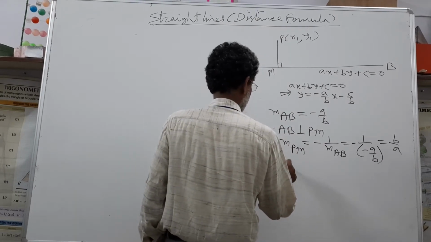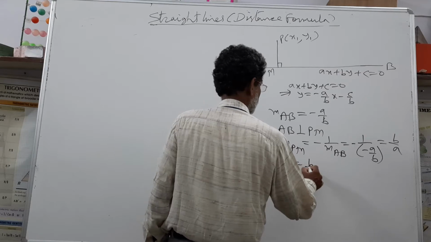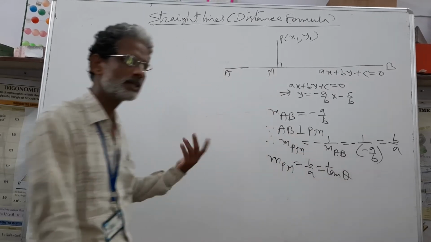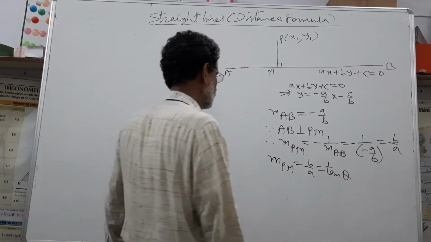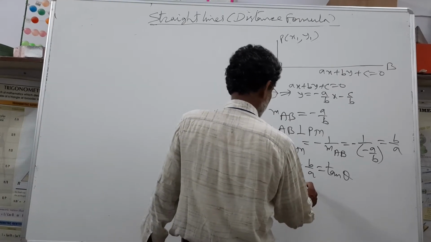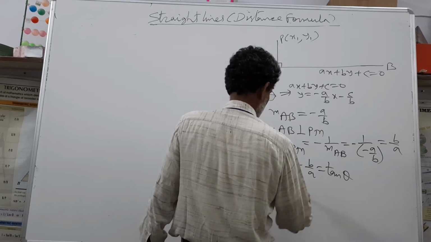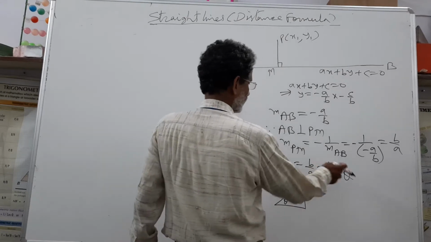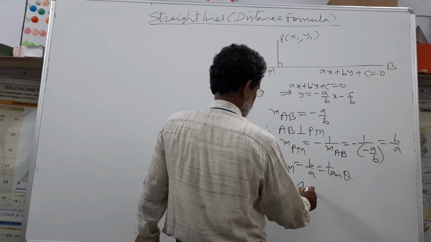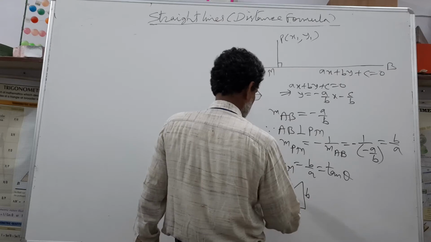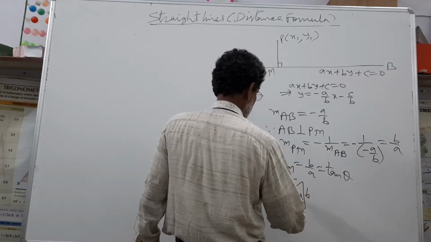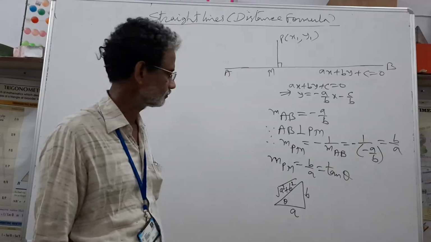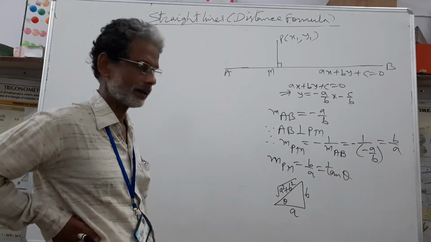m of PM is equal to B by A, which is equal to tan theta. Now take another triangle. Let this be theta. Tan theta is B by A. Clearly the hypotenuse will be under root A square plus B square by Baudhayan theorem, the Indian mathematician Baudhayan.